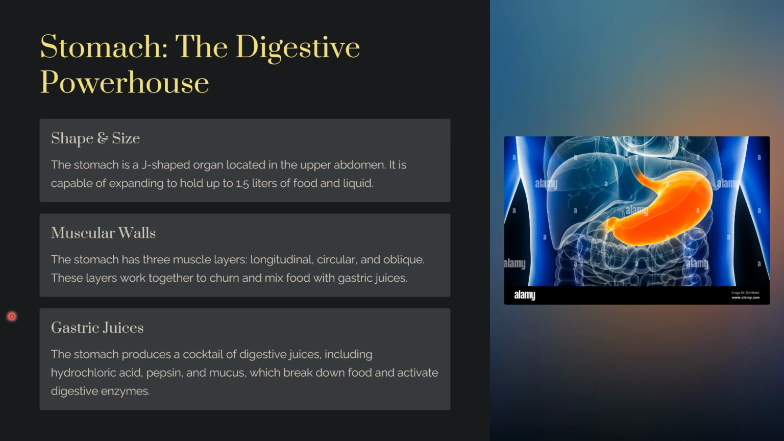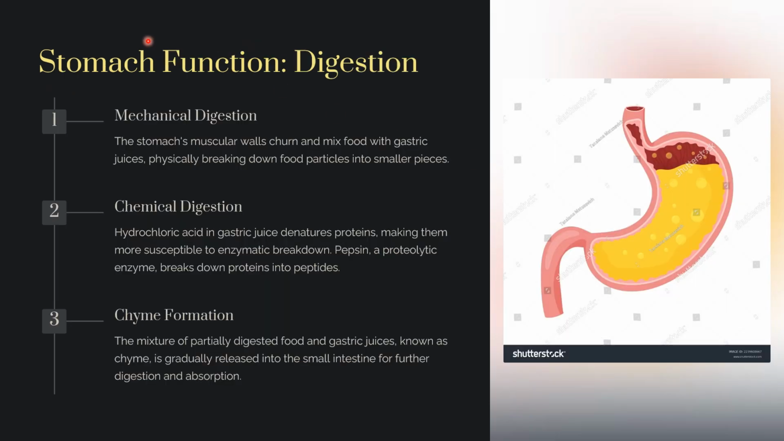Whatever the gastric juices are, we are going to learn about them further on. The stomach produces a cocktail of digestive juices including hydrochloric acid, pepsin and mucus. This basically breaks down the food and activates the digestive enzymes. That is the role of the gastric juices. So we have hydrochloric acid, pepsin and mucus. What is the function? The only function is digestion.